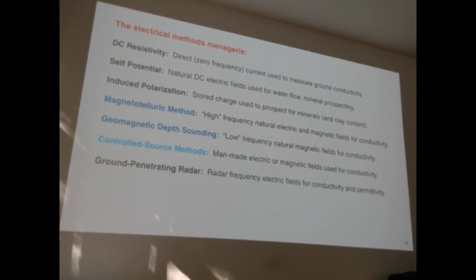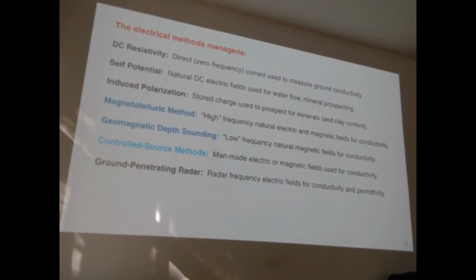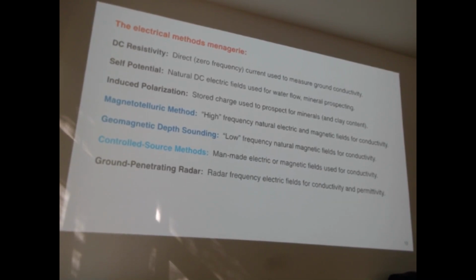So the electrical methods menagerie: there's a lot of stuff you can do with electrical conductivity. There's DC resistivity, which is a relatively shallow but useful and fairly simple method where you pass DC electric current through the ground. Used a lot for groundwater. Self-potential, where you look at voltages at the surface of the earth, which are created by water flow and chemical reactions in mineral deposits. Induced polarization, where you charge the ground up with electric current and then switch it off and see how charge is being stored in the ground. That's very useful for mining.